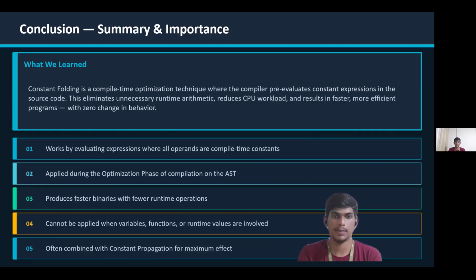It works by evaluating the expressions initially, where all operands are compile-time constants, and it is applied during the optimization phase. It produces faster results and binaries with fewer runtime operations, and cannot be applied when variables depend on the runtime environment, or system calls are generated. It is often combined with constant propagation for maximum effect. We have discussed constant propagation, where we use multiple statements. Yeah, this is all about constant folding.